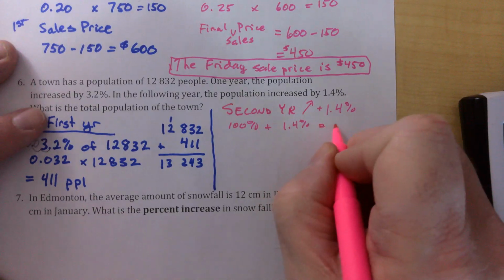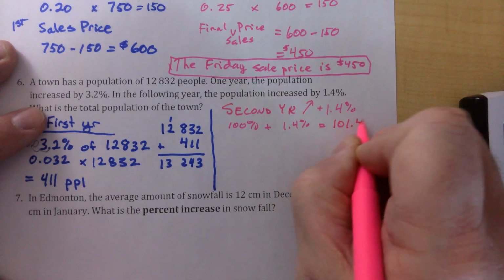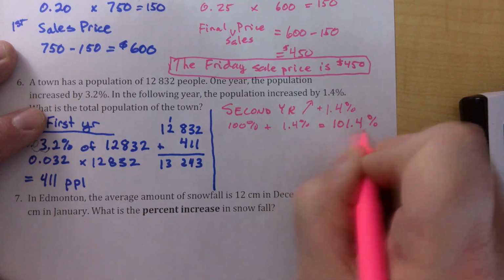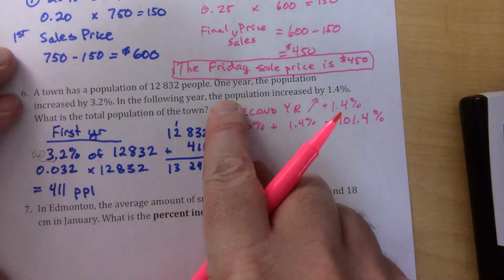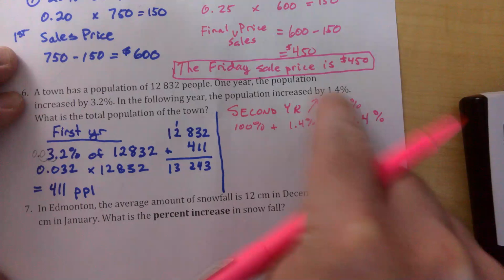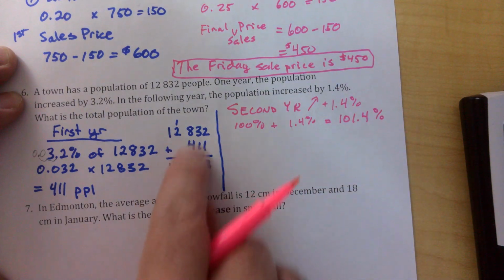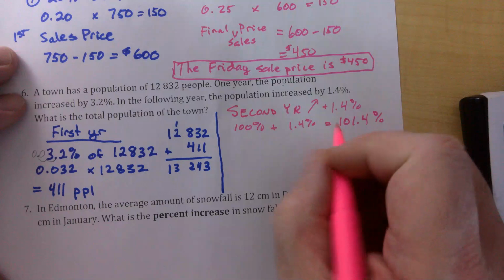Let's do 101.4%. Yes, you can do this. And we could have done it here. We just can't add these percents. But we can add this to 100%, add this one, and then it saves us this step. Let's see what this looks like.